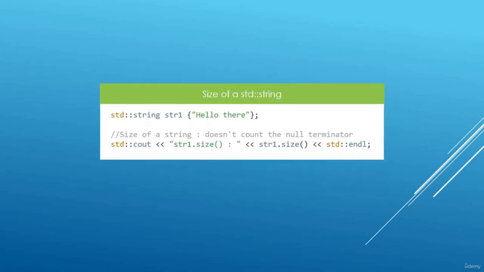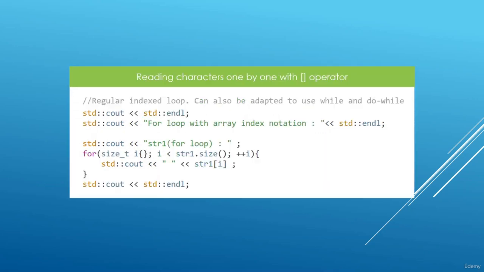If we want to loop through our std::string and access each of these characters using a loop, we will need some way to get the size of that string. And std::string has another behavior which is called size, which is going to give us how many characters we have in there without counting the null terminator. So we can use this in a loop like this.